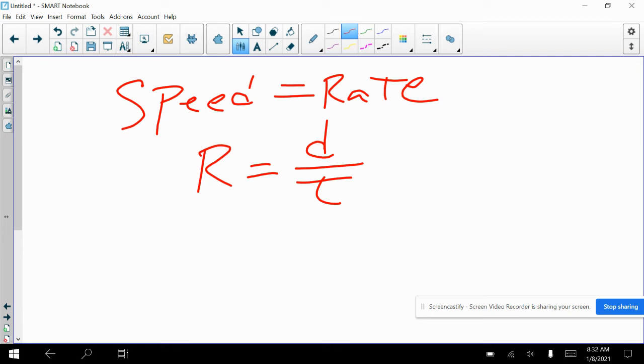Okay, so it all goes back to the beginning. You're going to have to read the question carefully. Which formula am I going to use? Am I trying to find distance, or am I trying to find the rate of something? The good news is we're not dealing with the time formula just yet.